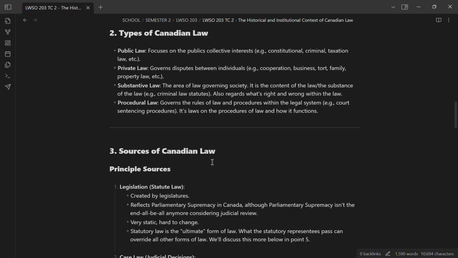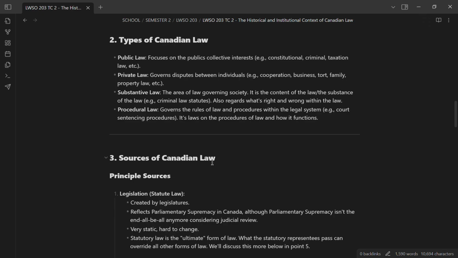That's going to be really important, probably the most important part of this chapter. Types of Canadian law. Public law, focusing on public collective interest, right? This is where we see things like criminal law and taxation law, both things that we'll get into in later chapters. Private law. This governs disputes between individuals, right? This is tort law, family law, property law, whatever it may be.